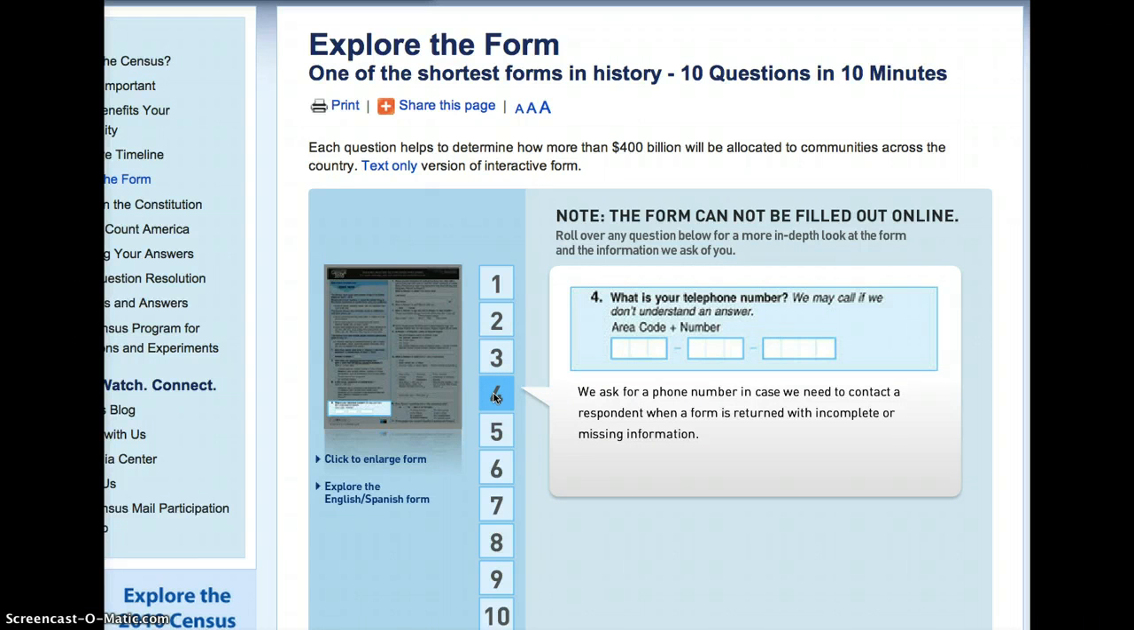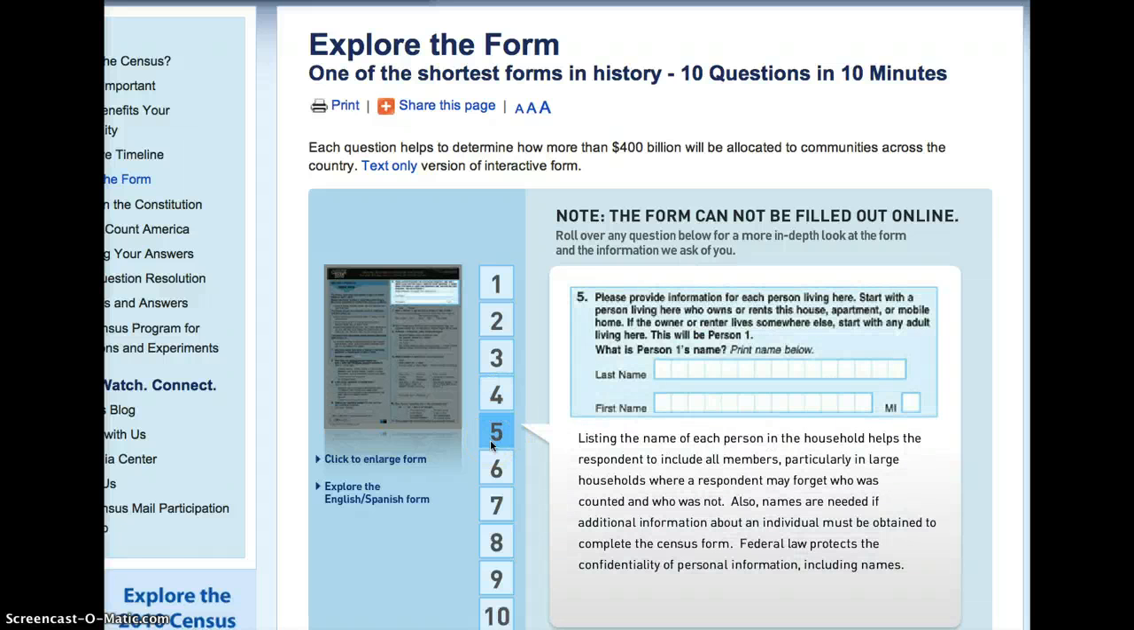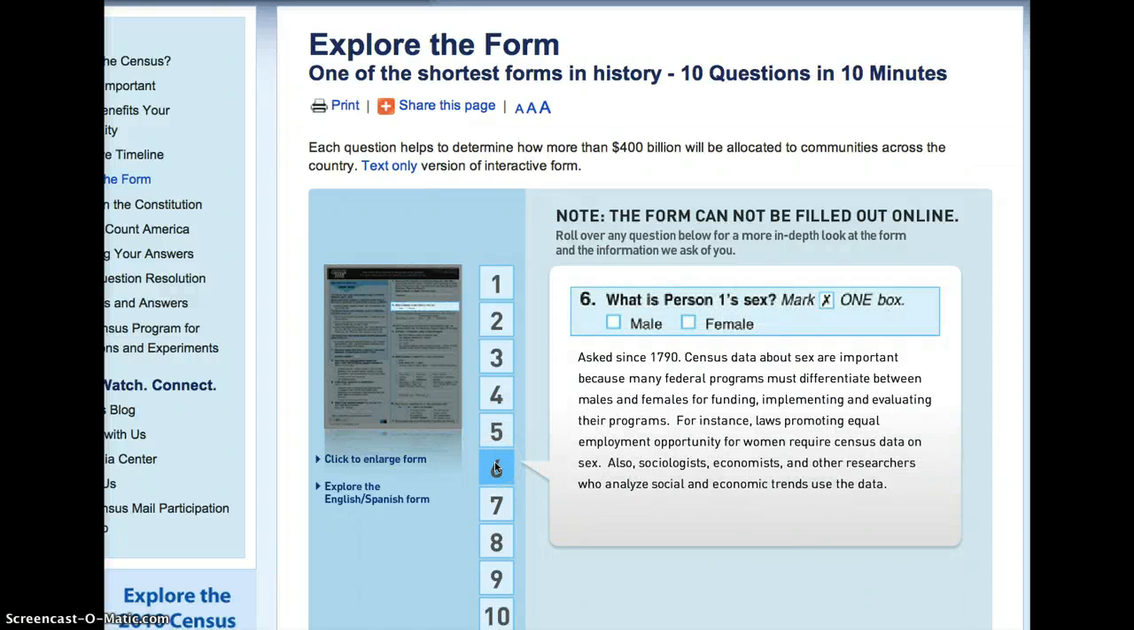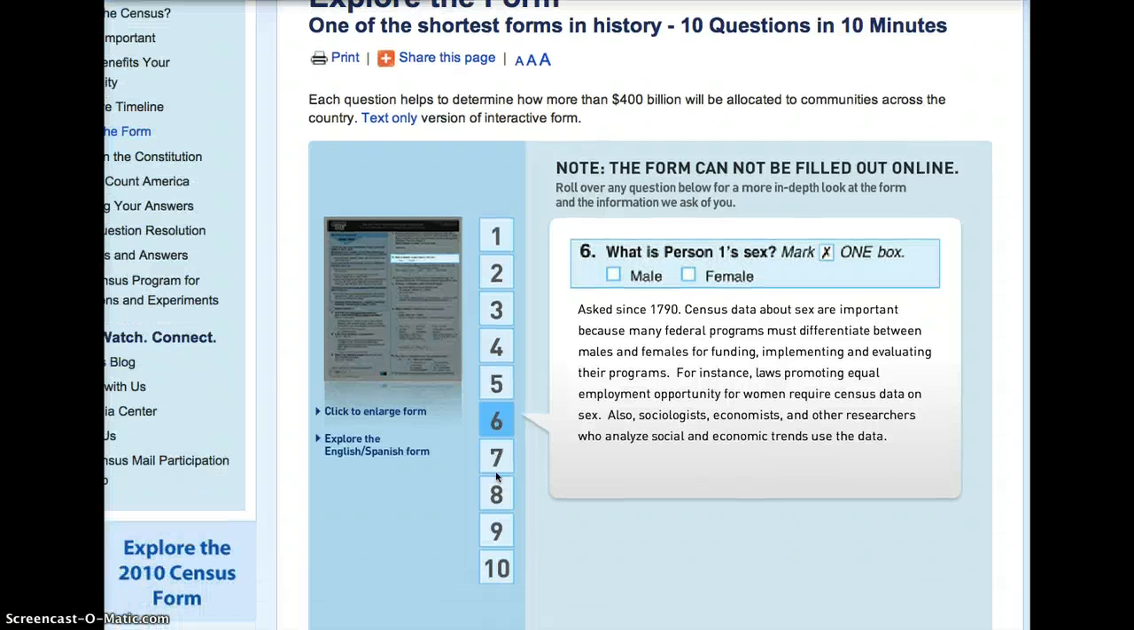The next question is for your phone number so that they can follow up, and believe me, they do. I'll have to tell you a story about that tomorrow. Let's see, the next question is to provide information on the people, their first name, their last name, and their middle initial, and their gender. And as it says, census data about gender is important because many federal programs differentiate based on funding. And so when they determine how many men and women live in different places, it helps determine how many programs can be offered for those areas.